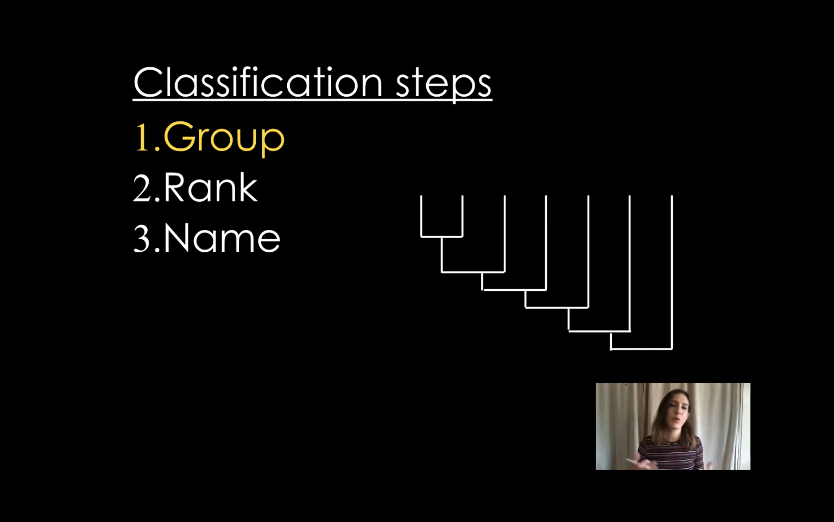So when someone finds a new species, or they're renovating an old publication, they're going to be deciding things like, is this an acceptable group? What rank does it deserve? And then what name should we give it? That's how you classify something.